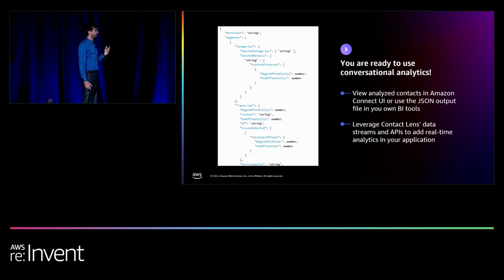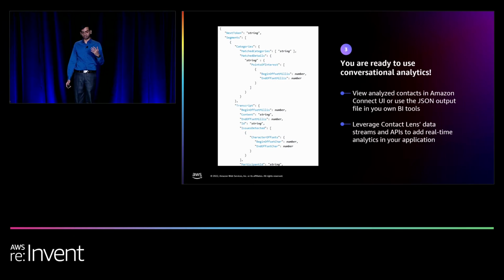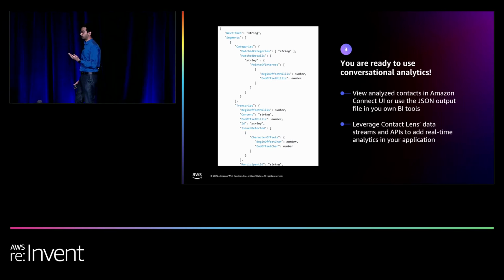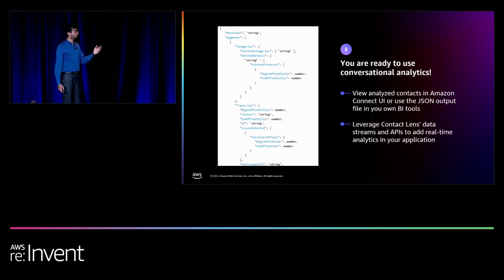Contact Lens also offers data streams and APIs that can be leveraged specifically for adding some of the real-time capabilities that we have within your own custom application. So you don't have to rely on the Connect UI alone if you already have existing investments in your own contact center application.